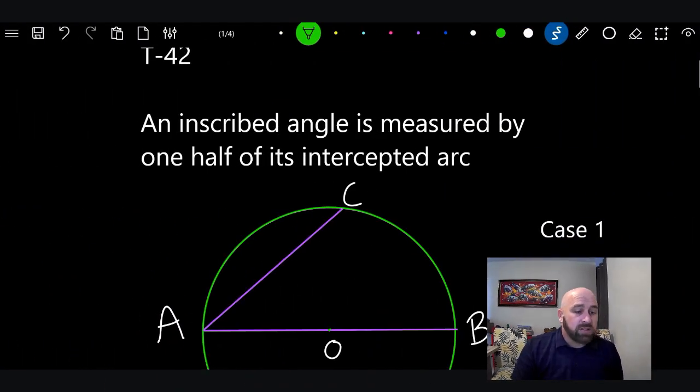Today we are going to be starting on page 150. We're going to be talking about inscribed angles, and that is lesson 3.14 in your book. Lesson 3.14 starts off with theorem 42, so let's jump right into it. We already know what inscribed angles are, right? So let's take a look at this.